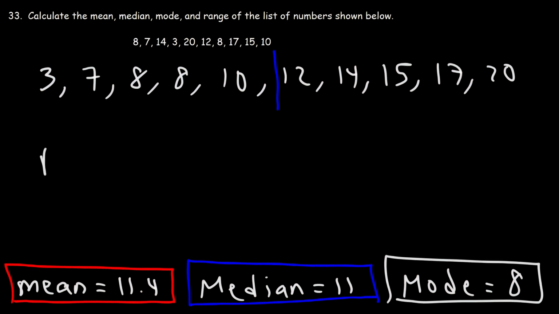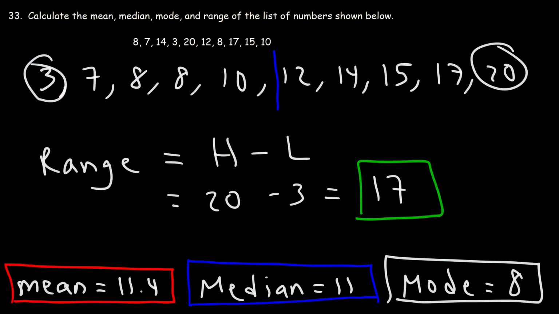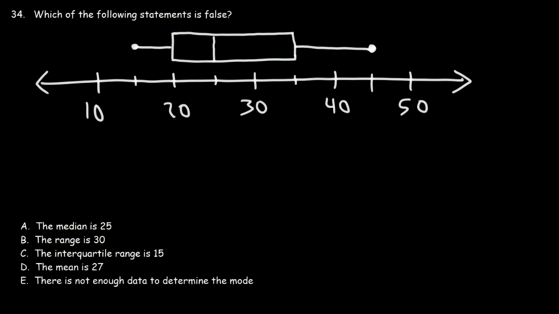Now what about the range? The range is the difference between the highest value and the lowest value. The highest value is 20. The lowest value is 3. 20 minus 3 is 17. So that's the range in this example. So now you know how to calculate the mean, median, mode, and range given a list of numbers.